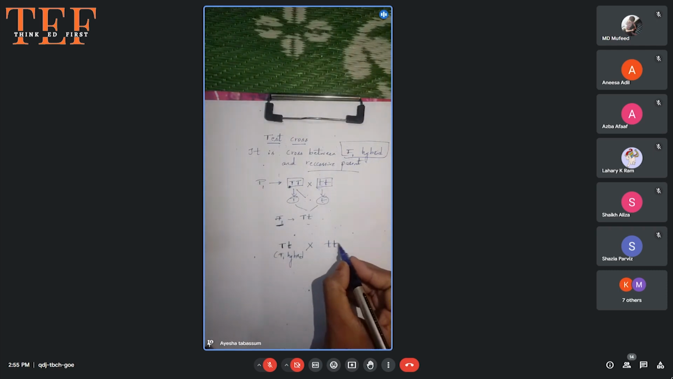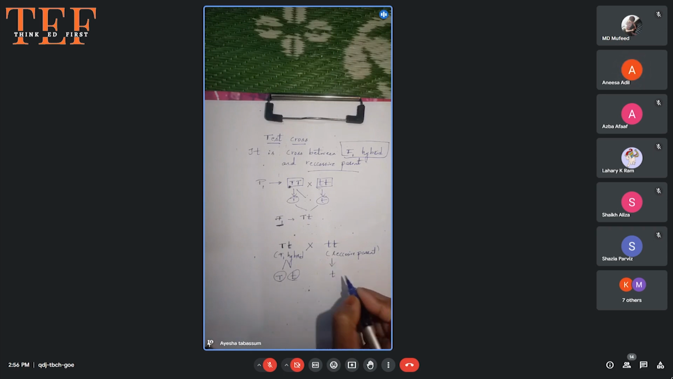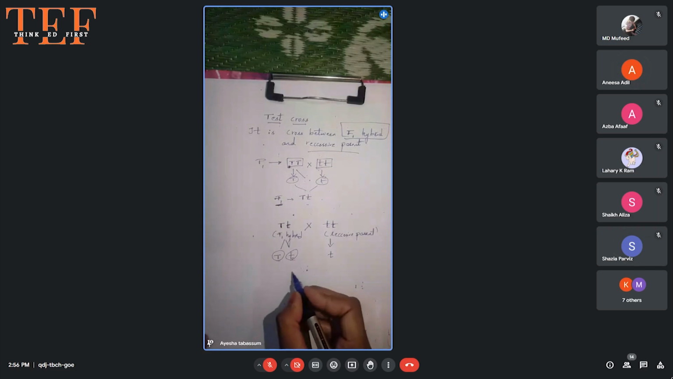So small t, small t. So what are the possible gametes from here? Capital T, small t. Now here only one possibility, small t. Now we'll put this in the checkerboard.